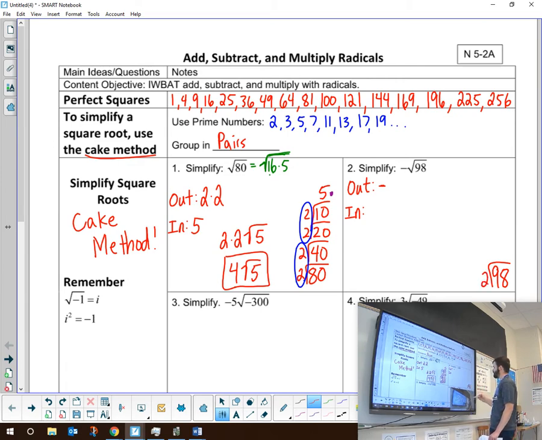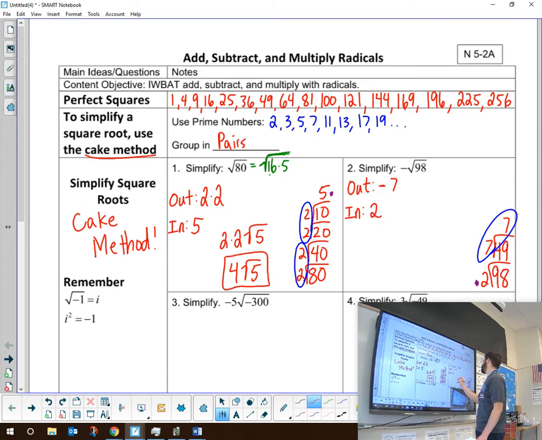So 98 divided by 2, and you can use your calculator to help you with this, but 98 divided by 2 is 49. Then I have to stop and think, are there any prime numbers that go into 49, or is 49 itself prime? Let's see. 2, 3, 5, 7. Oh, hold on. 7 goes into 49. We can divide 49 by 7, and it gets me 7. Oh, wow. So 7, I have a pair of 7s, so we're going to bring a 7 to the outside, and this 2 is going to be stuck on the inside.